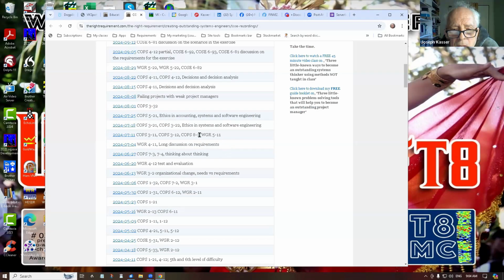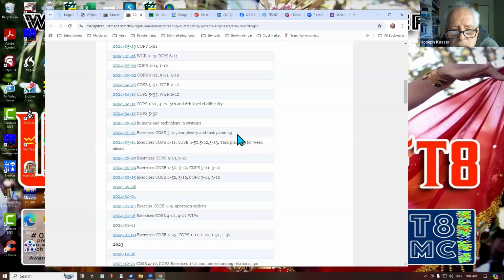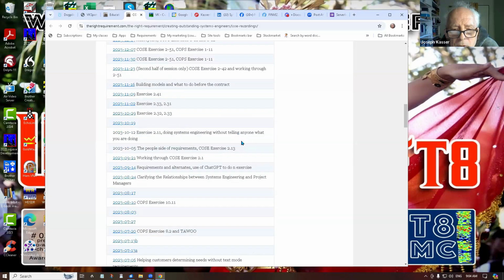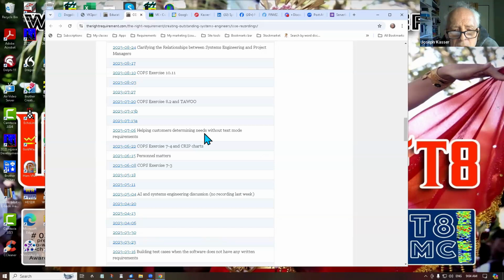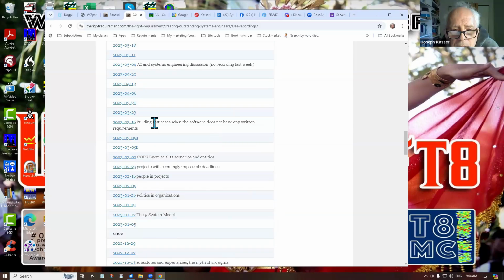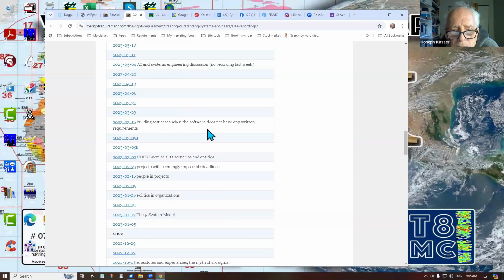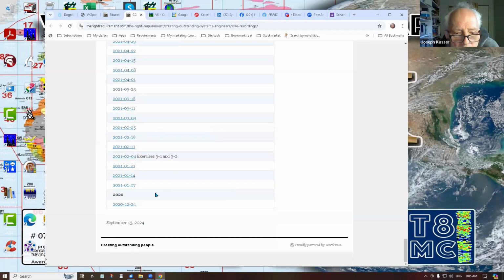Another class, we talked about ethics. In another class, we talked about complexity and task planning. In this class, we talked about doing systems engineering without telling anyone you're doing it, the people side of requirements. In some of the classes, we discussed helping customers determine needs without text-mode requirements, or problems participants are having, like this one, building test cases when the software doesn't have any written requirements. What are people supposed to do? And it goes all the way back to December 2020.